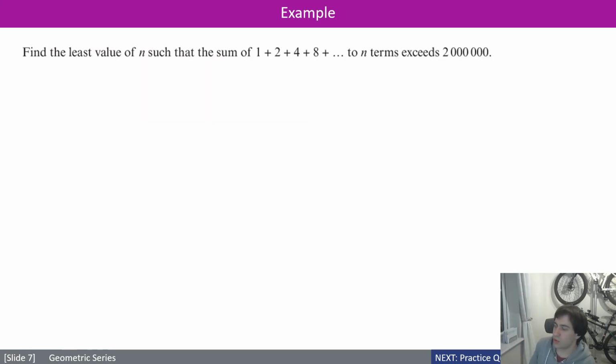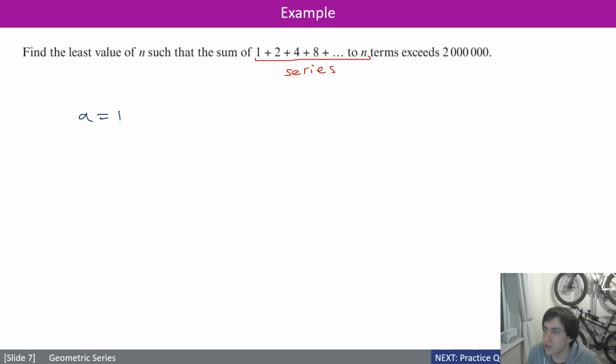Okay, last example before you try some questions. Another one of these when does it exceed a value questions. So, hopefully, not too bad. This is a series. Notice all the plus signs rather than commas. Find the least value of n such that that sum exceeds 2 million. So, how many even numbers do you have to add up before you get more than 2 million? It's an interesting question in itself.